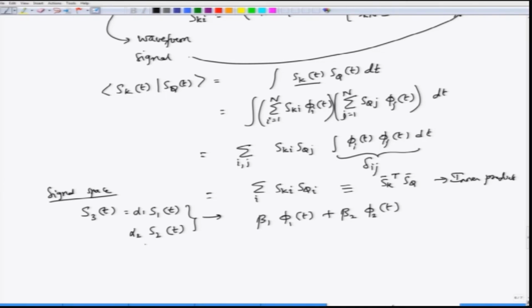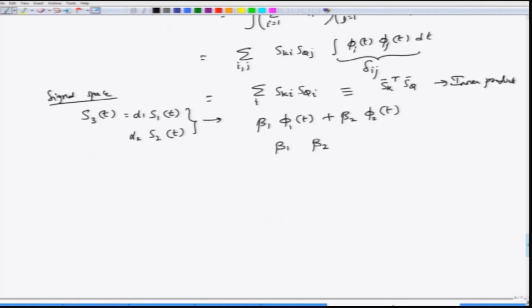If you go back to S1 and S2, they are already orthogonal, therefore their orthonormal functions would also be phi 1 of t and phi 2 of t, which have been scaled to get the energy equal to 1. So I can write S3 of t in terms of these vectors, or equivalently simply specify it in terms of beta 1 and beta 2. Then geometrically I can represent this on a phi 1 axis and a phi 2 axis as a vector whose components are beta 1 and beta 2. We will talk about it later.